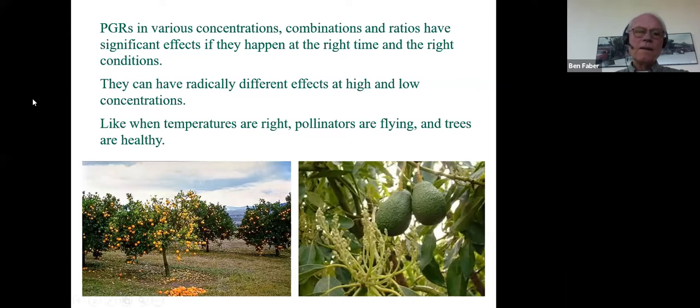So the temperatures have to be right for plant growth, for flowering. The conditions have to be right for the pollinators to be flying, and the trees need to be healthy. And if you don't have these conditions, you know, just applying a gibberellic acid or hormone is not going to work. So all the conditions have to be lined up for a hormone to work. If it's too hot, if it's too cold, you may not get any effect, or you may get an undesirable effect.